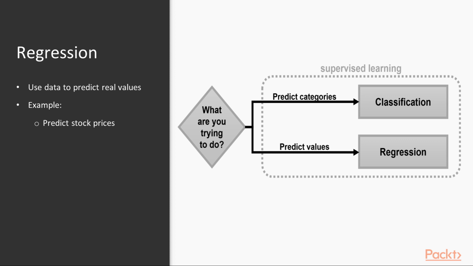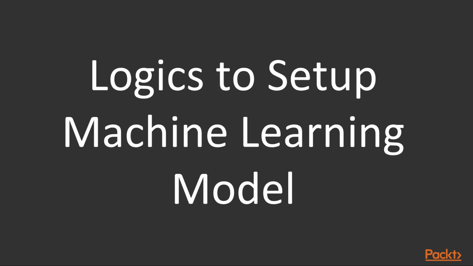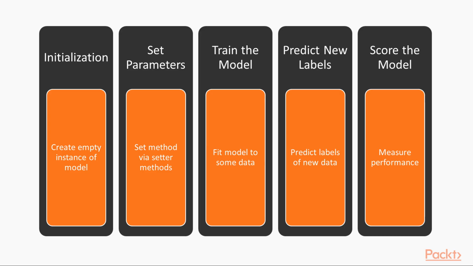OpenCV provides a pretty straightforward interface for all its statistical learning models, which includes all supervised learning models. The most notable difference is that scikit-learn sets all the required model parameters in the initialization step. Thanks to this organization of the software, setting up a machine learning model in OpenCV always follows the same logic, as you can see on the screen, which includes initialization. We call the model by name to create an empty instance of the model.